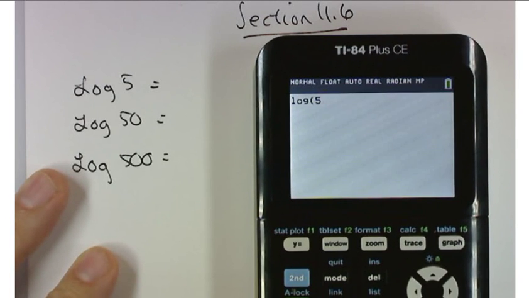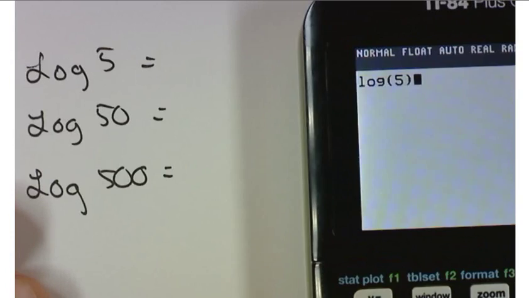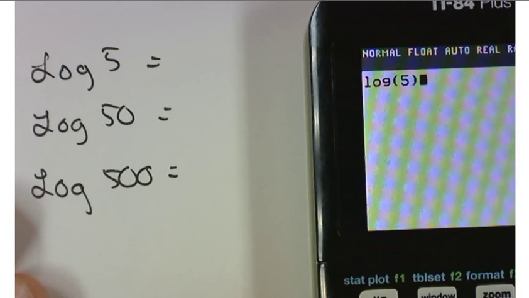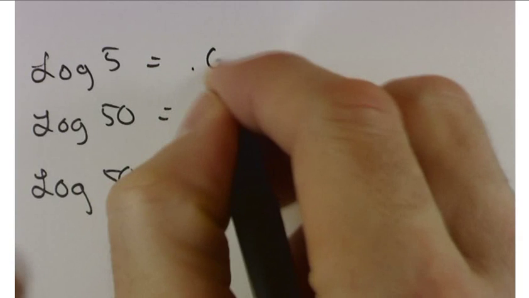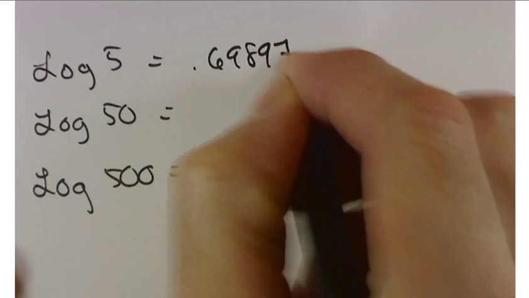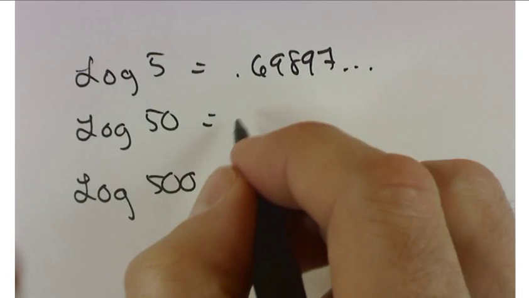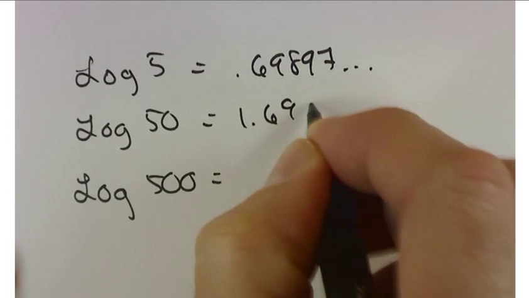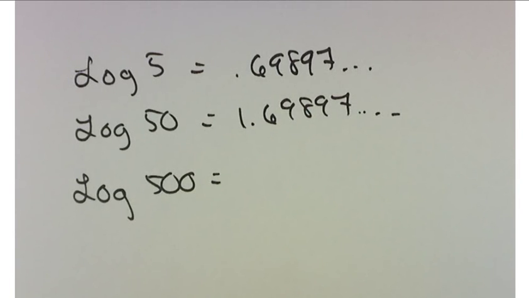So log of 5. Now what base logarithm am I necessarily working with? 10. So log of 5 is 0.69897, etc. Then log of 50. What's the pattern that we're getting at here? What's going on?